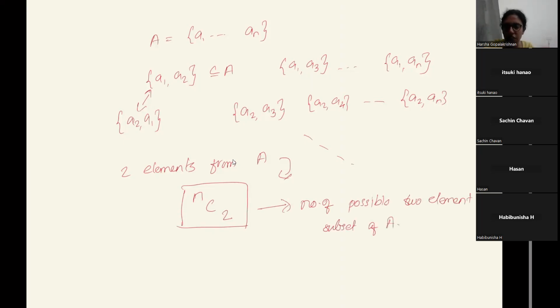Okay, is this clear for everyone? Any doubt in this one? Is this clear? Yes, ma'am. Okay. Now, in the same way, how can I take a three element subset? NC3. The number of three element subsets in A is NC3. That is, I am choosing three distinct elements from the given N elements. So, in the same way, the number of N element subsets.